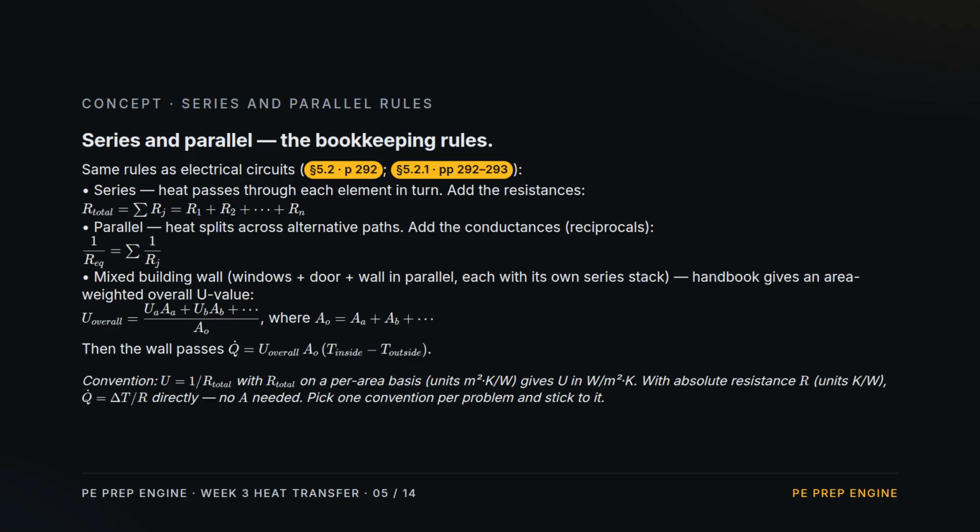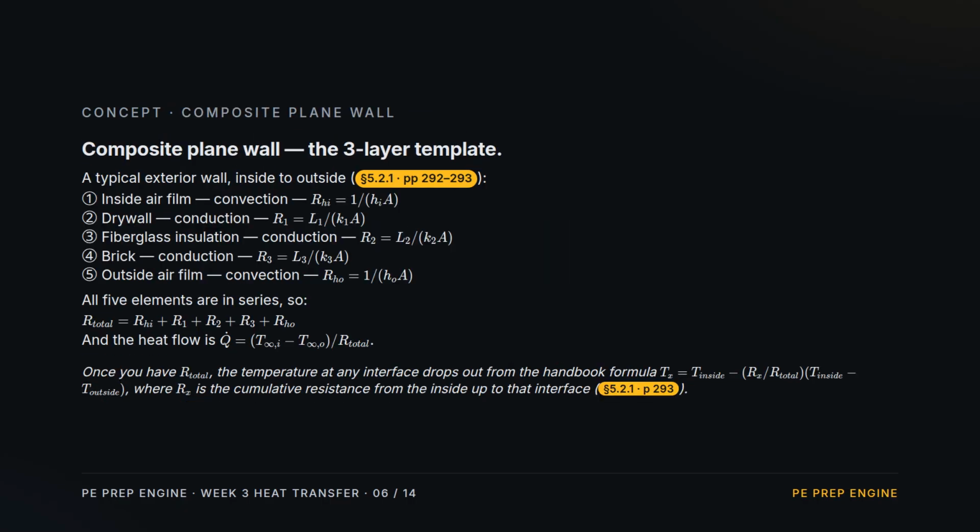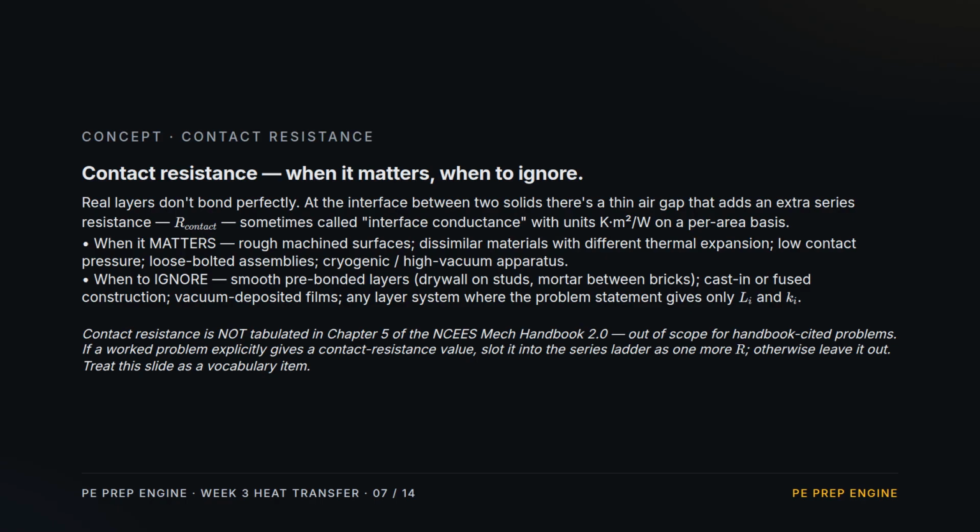Pick a lane. The canonical exterior wall stack, inside to outside, five elements in series. Inside film, drywall, fiberglass insulation, brick, outside film. R total is the sum. Heat flow is the inside to outside fluid temperature difference over R total. Any interface temperature drops out from the handbook formula. Tx equals T inside minus Rx over R total times the overall delta T, where Rx is the cumulative resistance up to that interface.